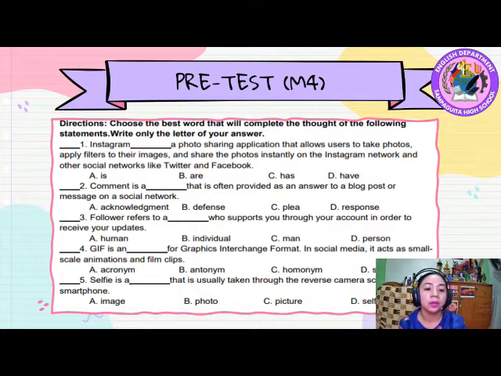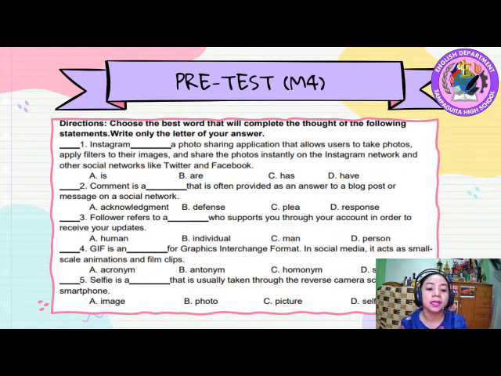Number 4. GIF is a blank for a graphics interchange format. In social media, it acts as a small-scale animations and film clips. A. Acronym, B. Antonym, C. Homonym, D. Synonym. So what is your answer, class? If your answer is letter A, Acronym, that is the correct answer.